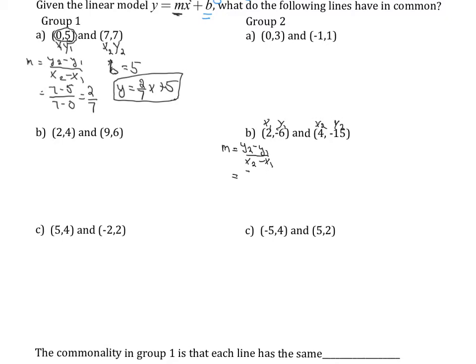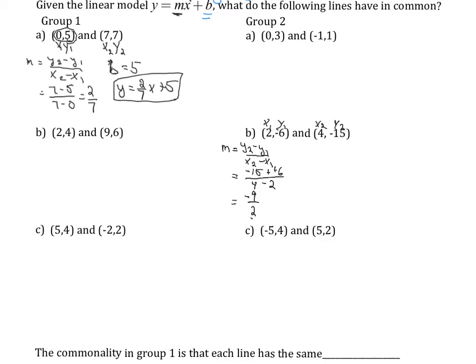So I'm going to have negative 15 minus a negative 6 divided by 4 minus 2. Negative 15 minus a negative, subtracting a negative is the same as adding a positive. Negative 15 plus 6 is negative 9. And then 4 minus 2 is 2. So our slope then is negative 9 over 2.